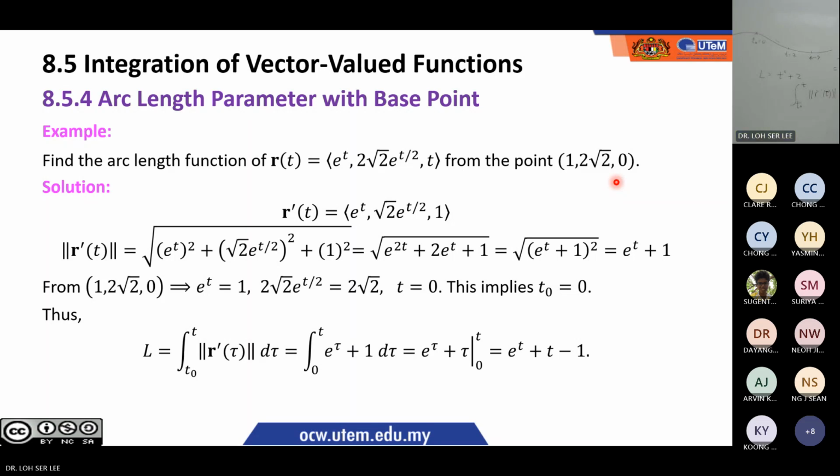Do you understand this? A bit. So which one do you not understand? Which part? This one? This one, you know how to find, right? You all know how to get the magnitude of r'(t), right? R prime.